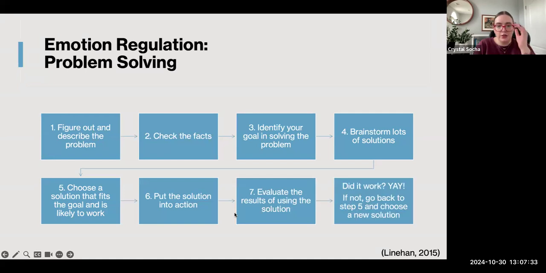We're helping them put that solution to action. Did that solution work? If it did, yay, congrats. If not, we're going back to step 5 and picking a different solution.